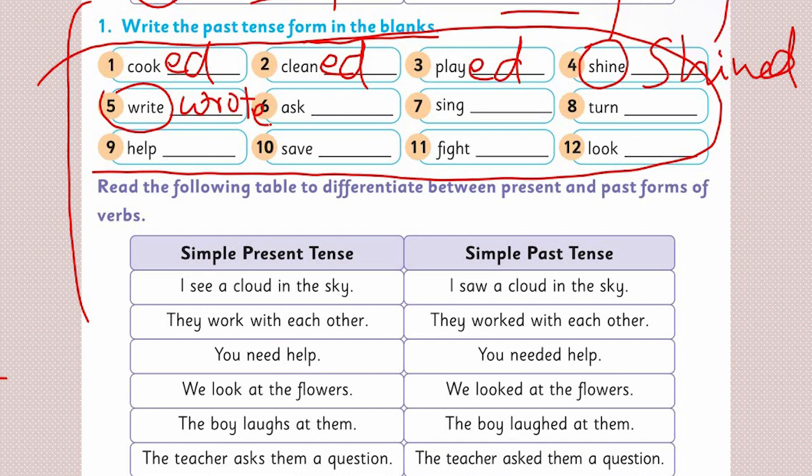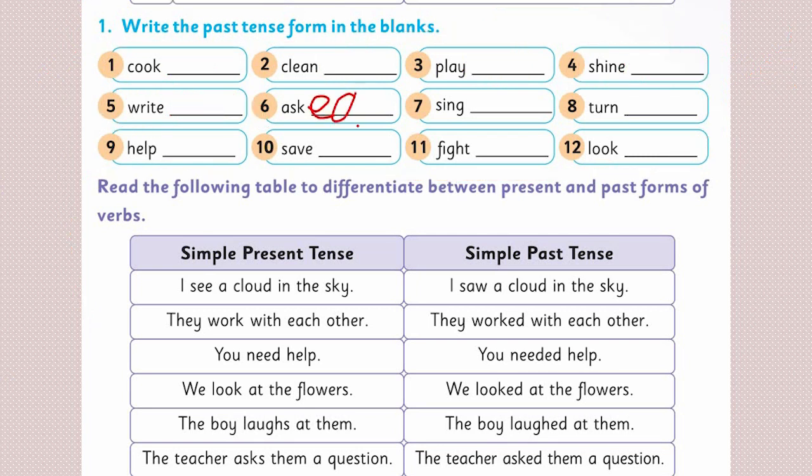These are all the first form of verb, the present tense. We have to change it in the past tense. Asked will be asked. Sing, the second form of verb sing will be, yes, this is an irregular verb. So it will be sang. Turn, yes, it includes ed here, turned. Help. Yes, helped. Save. Saved. Fight is an irregular verb here. So it will be fought.